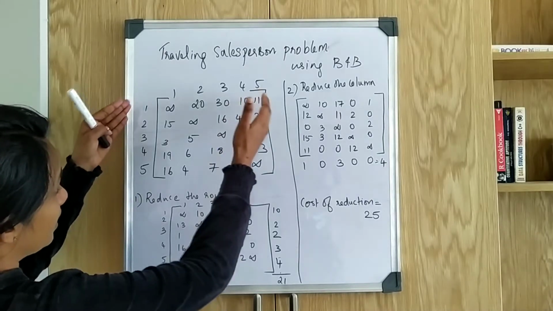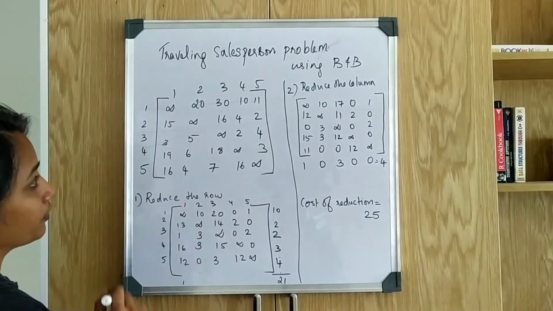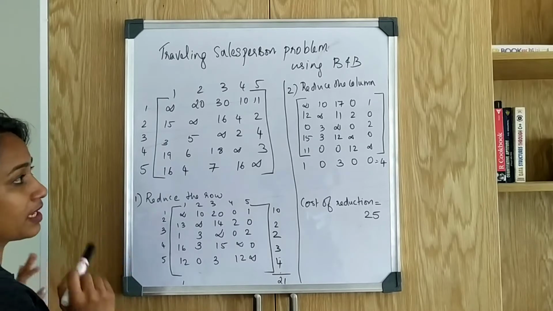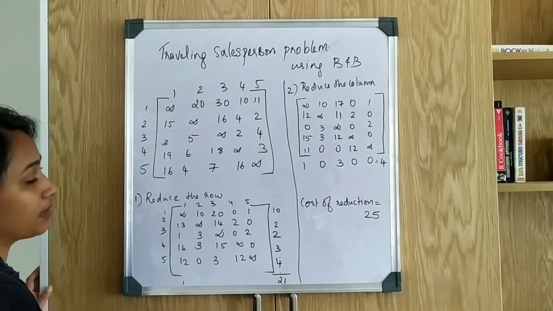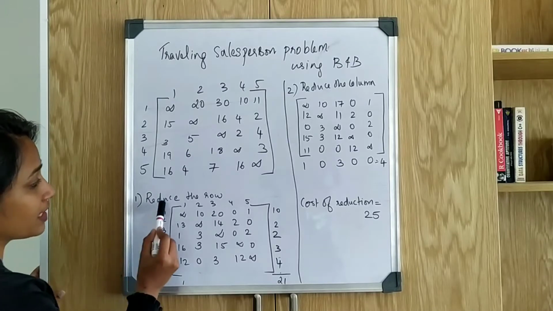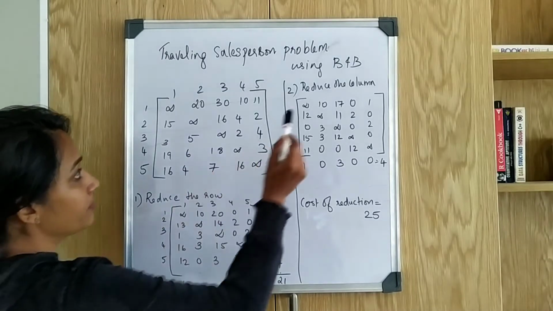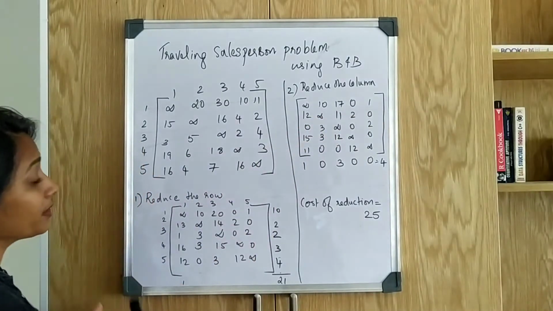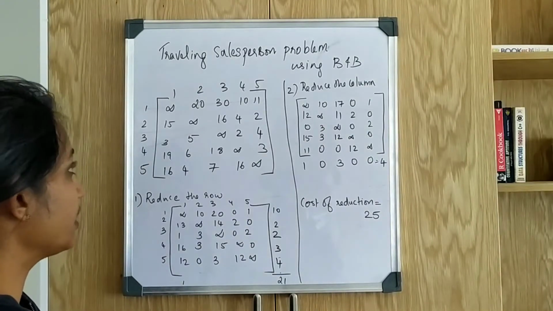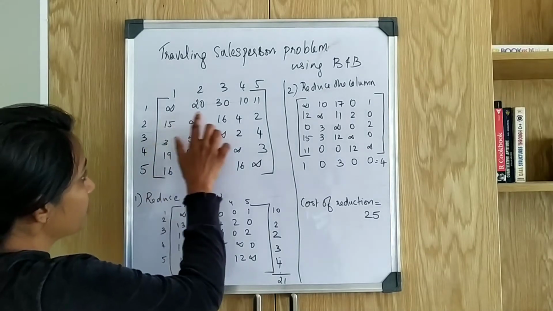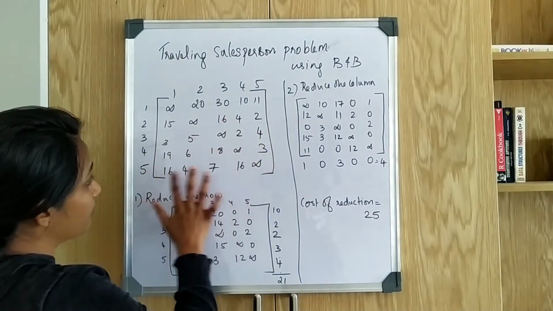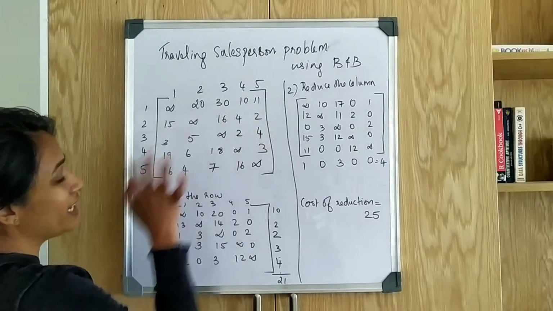Once you create the matrix as such, the first step that you have to do is the reduction method. You have to apply the reduction method on this matrix. First let us reduce a row and then we will reduce a column. How are we going to reduce a row and reduce a column? When you look at the rows, each and every row will have a minimum weight.